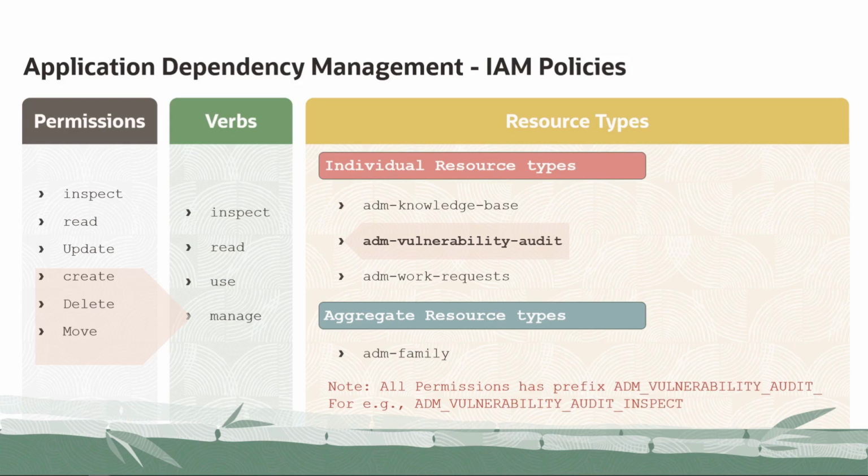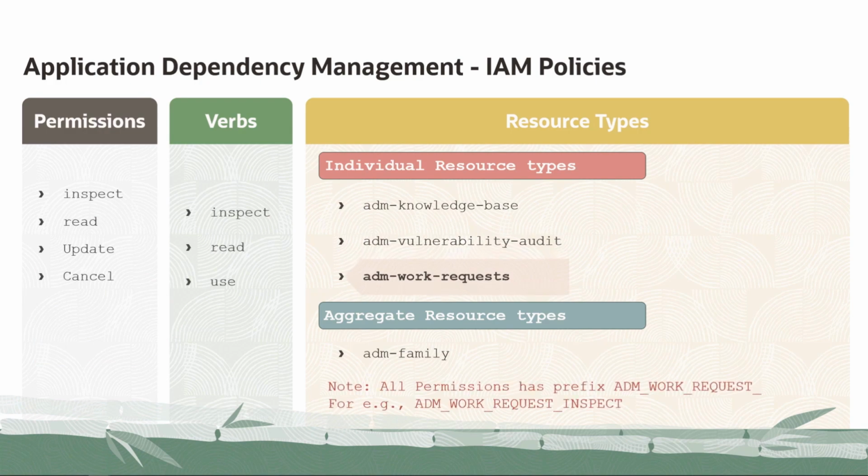The list of permissions for ADM vulnerability audit resource type doesn't really change. The only thing that you have to note is the permissions have the prefix ADM_VULNERABILITY_AUDIT_ followed by the name of the permission. And when we talk about ADM work request, here we have limited permissions, which includes inspect, read, update, and cancel. And again, all the permissions have the prefix ADM_WORK_REQUEST_ followed by the permission name.